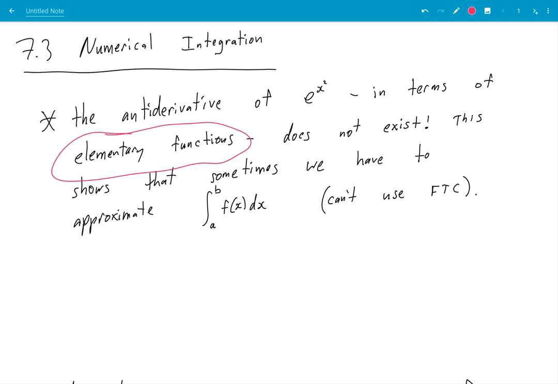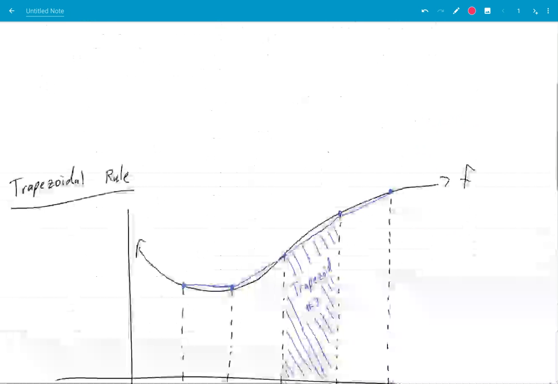Elementary functions are your usual functions, your trig functions, your exponentials, your polynomials. So we can't always find antiderivatives. That means that FTC is no longer available, so we're going to have to use some kind of approximation. We've seen this already. We've done some approximations doing L4 and R4. But we're going to improve a little bit on that with something called the trapezoidal rule.